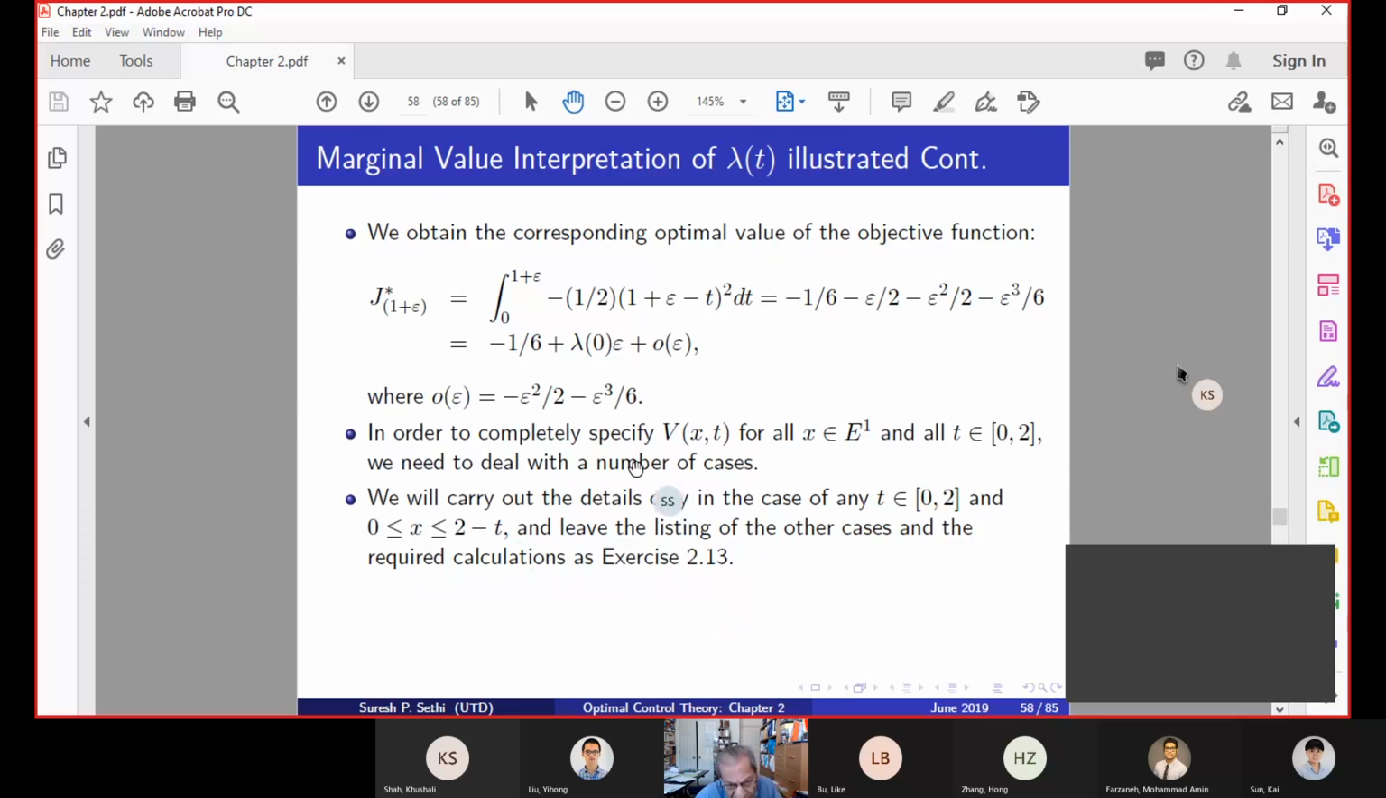Now, the value function at different points will be different in different cases. So I'm going to take the value function only for 0 < x < 2 minus t, and leave the listing of the other cases and the required calculation as exercise 2.13. So let's just do this part.